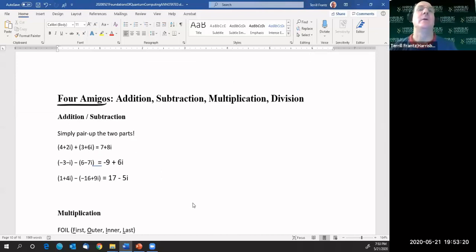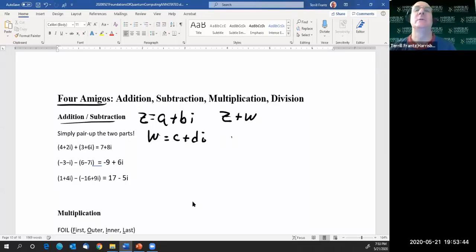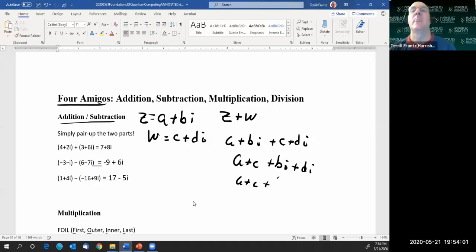Okay, so let's go into the four amigos, addition and subtraction, child's play. You got a plus bi, we got, let's call it z, and w, I think, that we sometimes use, let's just say c plus di. We want to know z plus w. We want to add these two. So we want to add a plus bi plus c plus di. You essentially have a plus c plus bi plus di, which is essentially a plus c plus b plus d times i. So I hope I didn't trivialize it too much, but it is pretty trivial.